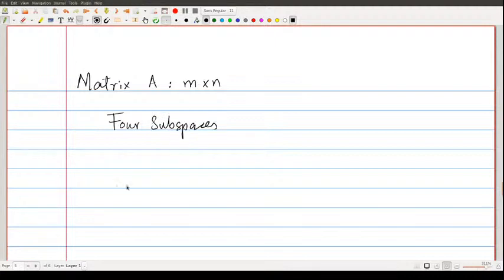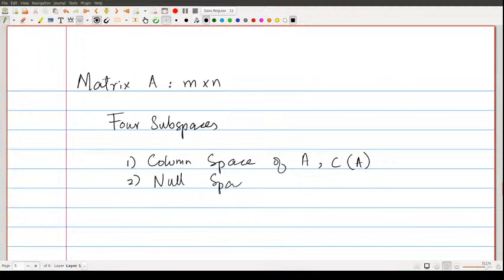There are two subspaces that we've already discussed. The first is the column space of A, which was nothing but the space you get when you take all possible linear combinations of the columns of A. The second subspace was the null space of A, which was the solutions to AX equals 0, and that was the space.